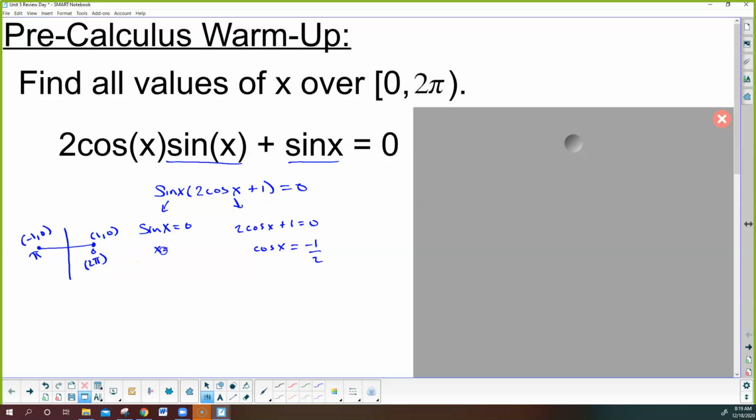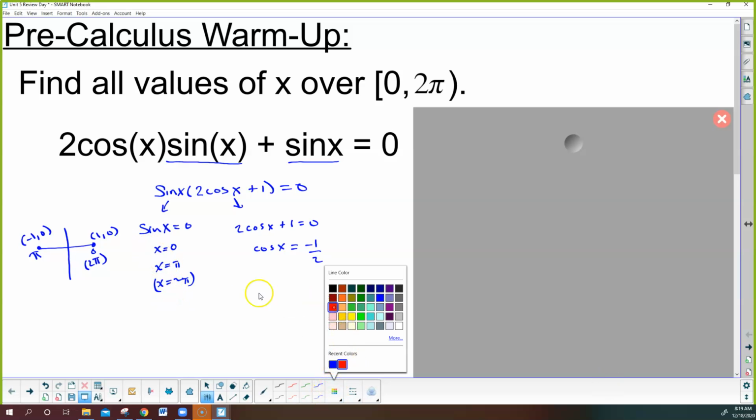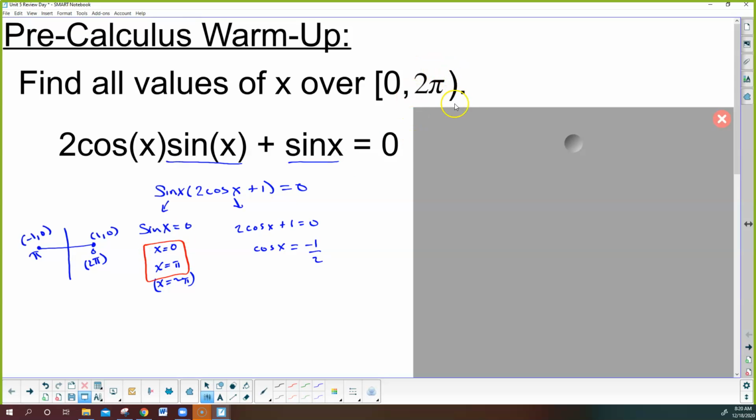So the possible x values that make sine 0 is when x is 0, when x is pi, and when x is 2 pi, but we're going to put parentheses around that 2 pi because that's not in the interval. All right, so those are my answers for the first part. And I'll just include these because of the open bracket.